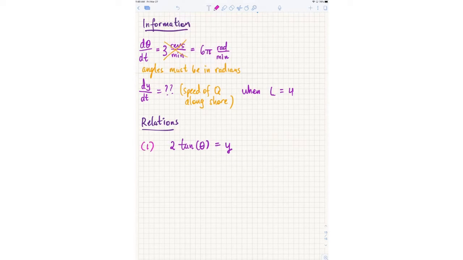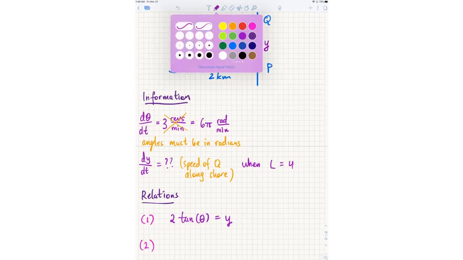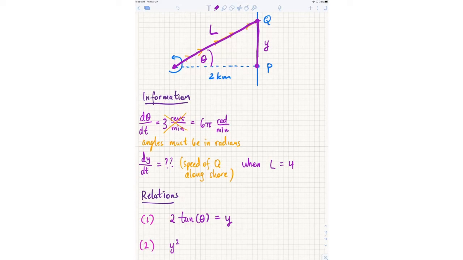Okay. Now, given that I have this equation, I do need another equation, because my equation so far does not even involve L at all. It's actually going to turn out I really don't need an equation with L, although I am just going to write it. So we're going to use the Pythagorean theorem there. y squared plus 4 equals L squared. But it turns out we're not going to even need that equation, although it's not clear yet why we won't need it.